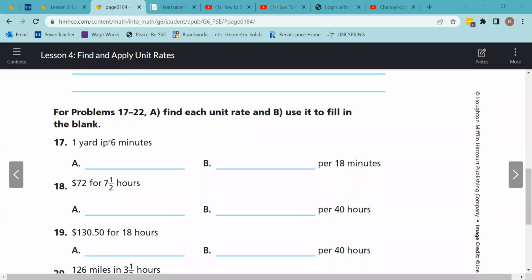Okay, number 17, 1 yard in 6 minutes. We're going to find the unit rate for letters A for all of these, and then we're going to use that unit rate to convert it to whatever they're asking us in letter B. Okay, 1 yard in 6 minutes.